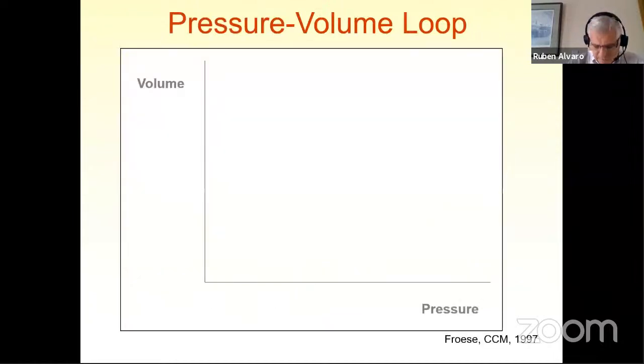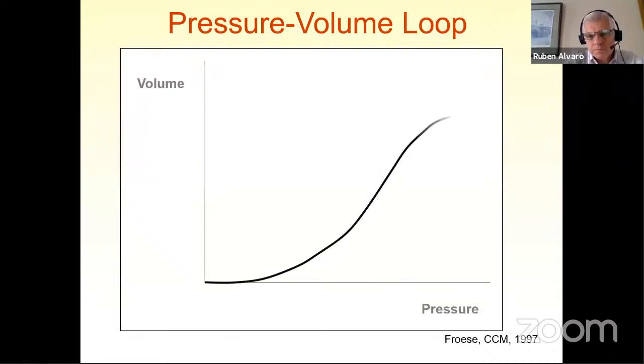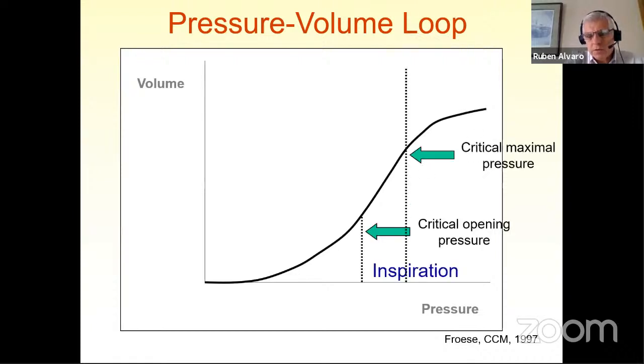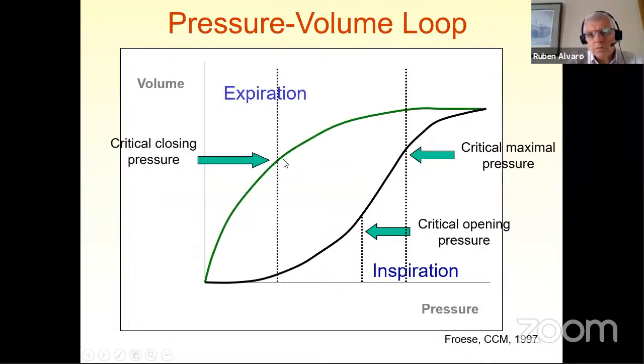So this is a graph that will show you those three pressures. On inspiration, we have the opening critical pressure, in which you can see the compliance becomes steeper. On the top here, we have the critical maximal pressure, in which the compliance gets flat again, gets worse. You need more pressure to get less volume. And during expiration, you can see you have the closing pressure, in which you tend to lose lung volume when that pressure drops to a certain point.